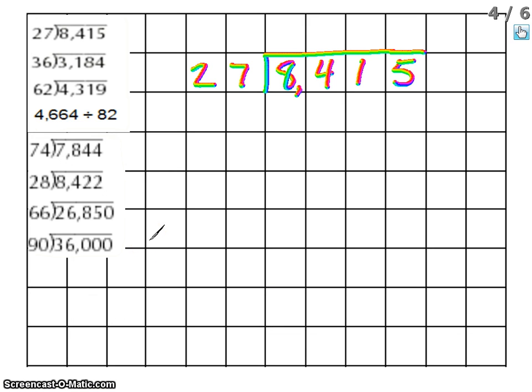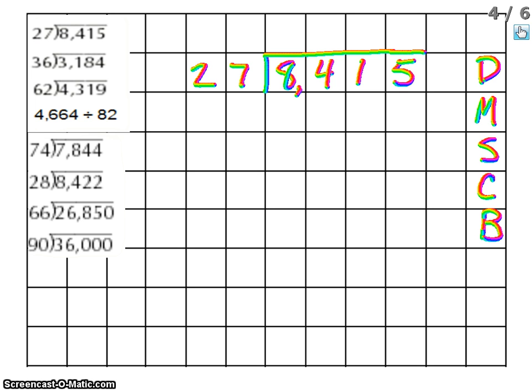We're going to look at the number 8,415 divided by 27. Now, what we need to do first of all, we're going to write down the steps D, M, S, C, B, which is divide, multiply, subtract, check, bring down. And now we're going to start dividing.